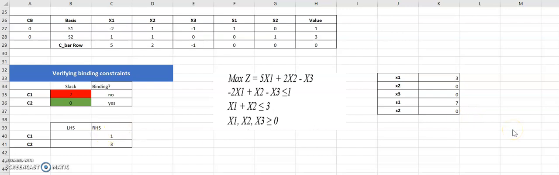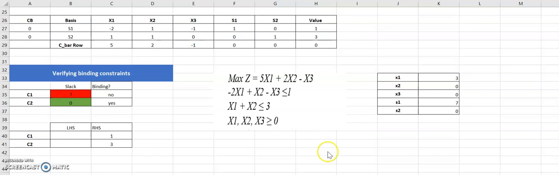What does it mean for a constraint to have a slack greater than 0? Well, it means that the resource represented by that constraint has not been fully utilized. It's like we have a surplus of that resource. So if you have something to spare, it means that that constraint is not binding. That resource is not binding.